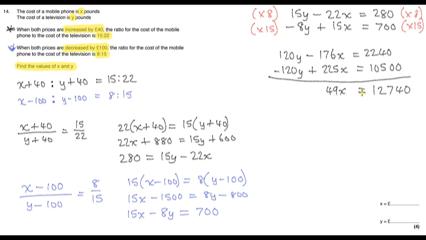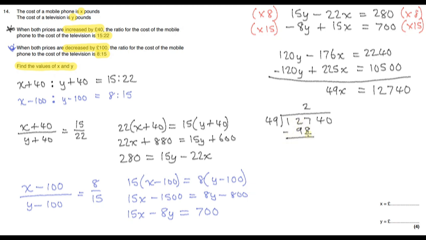So, right, to do this, how am I going to do this? I think I'm just going to do long division. I can't think of an easier way of doing this. So let's do that. So 49 into 12740. 49 does not go into 1. It does not go into 12. It does go into 127, and that's going to go 2 times. So 2 times 49 is 98.